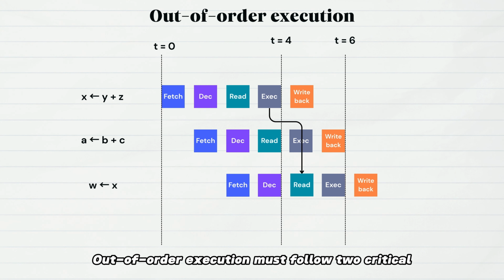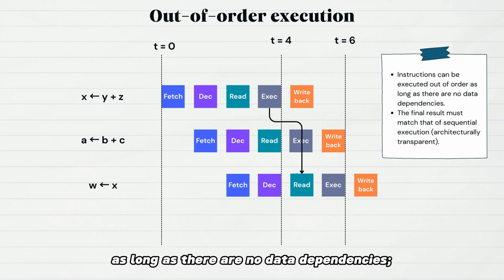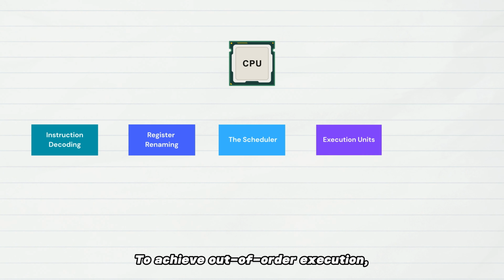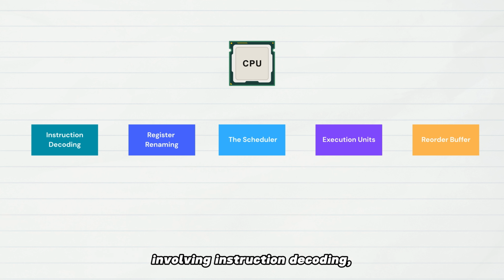Out-of-order execution must follow 2 critical principles. Instructions can be executed out of order as long as there are no data dependencies. The final result must match that of sequential execution, architecturally transparent. Simply put, the order you write your code ensures logical correctness, but the CPU schedules execution however is most efficient, as long as the final result is correct. To achieve out-of-order execution, modern CPUs employ a sophisticated architecture involving instruction decoding, register renaming, scheduling, execution, and result reordering to ensure efficient parallel processing of instructions.